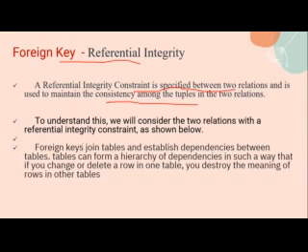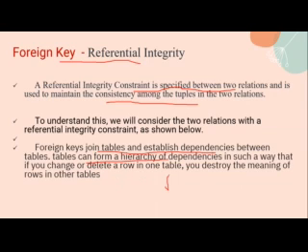Moreover, to understand it, we can see two examples now. The foreign key always joins tables and establishes dependencies between tables. The tables can form a hierarchy of dependencies in such a way that if you change or delete a row in one table, we can destroy the meaning of rows in other tables also.